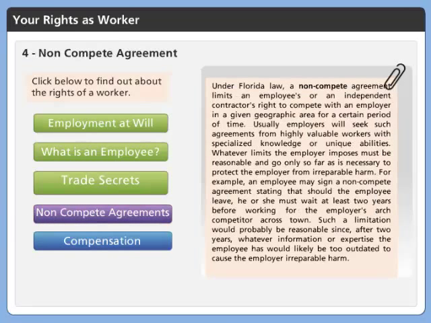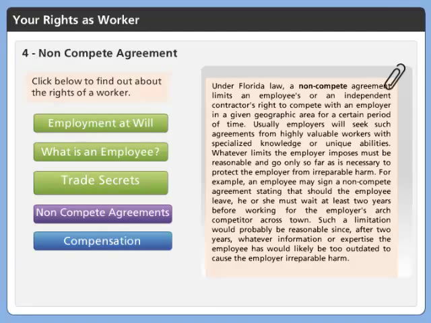Non-compete agreement. Under Florida law, a non-compete agreement limits an employee's or independent contractor's right to compete with an employer in a given geographic area for a certain period of time. Usually, employers will seek such agreements from highly valuable workers with specialized knowledge or unique abilities.